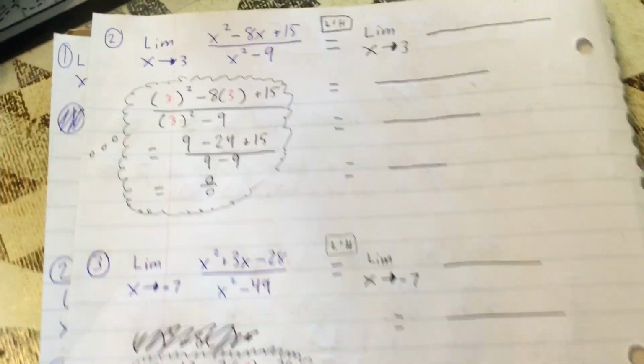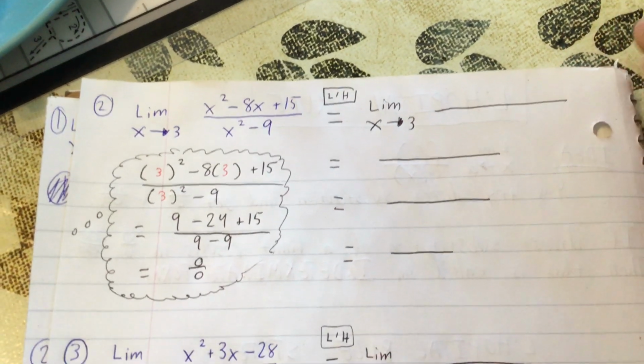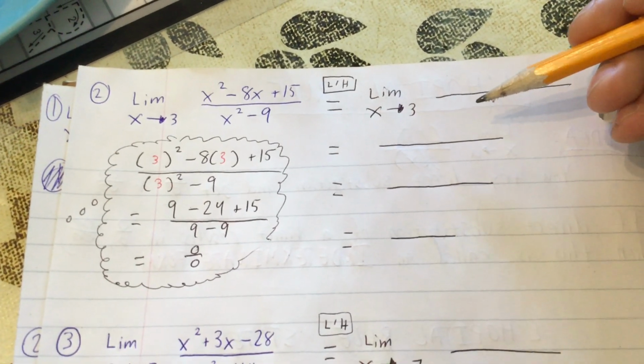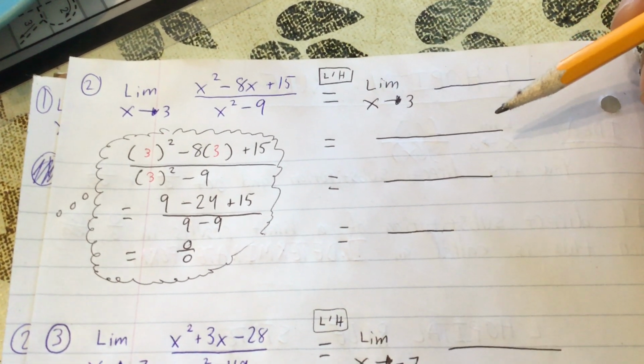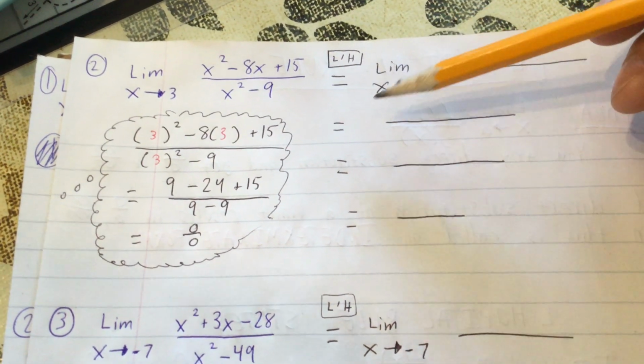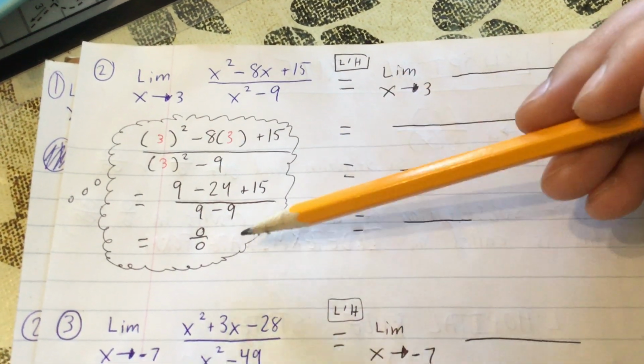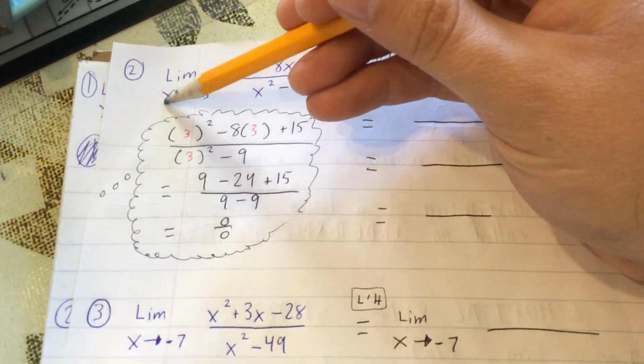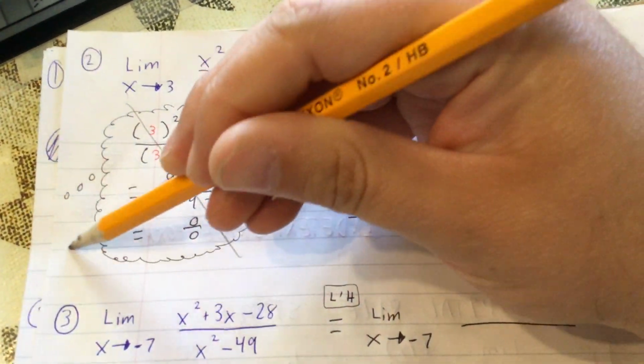Okay. So let's take a look at problem number 2. The limit as x approaches 3 of x squared minus 8x plus 15 over x squared minus 9. Plug in x equals 3. We've got a hole in the graph. Isaac Newton is not happy.